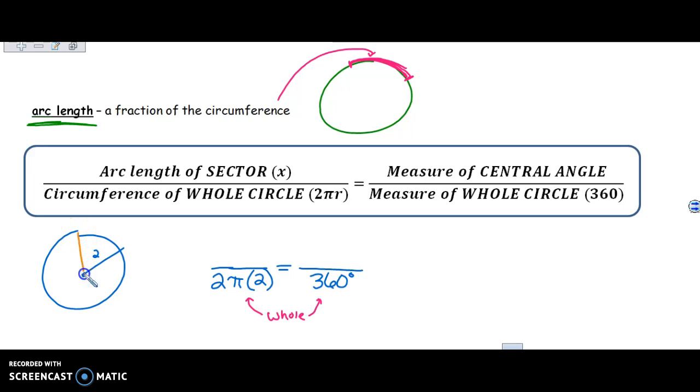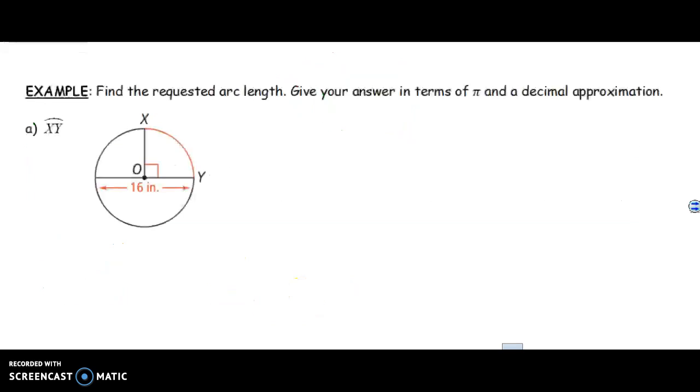So let's just say that I only want 80 degrees. Say that this is 80 degrees. I want to know how long 80 degrees is. So we want to figure out how long that is. It's going to look like this: what is the circumference for just 80 degrees versus the whole thing? So let's try one of these.